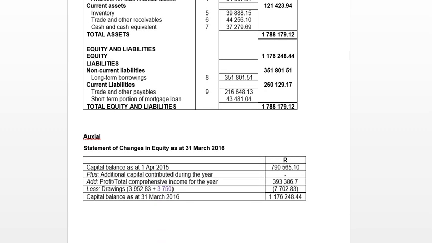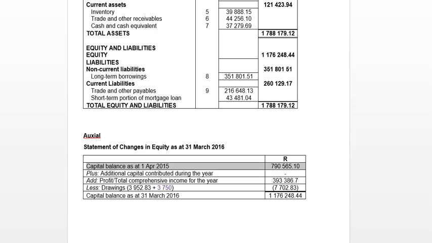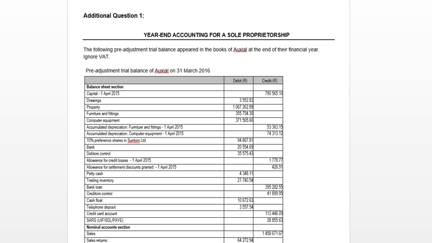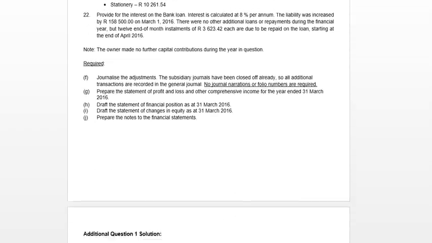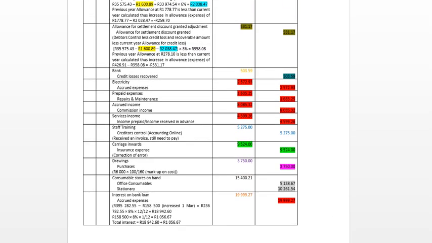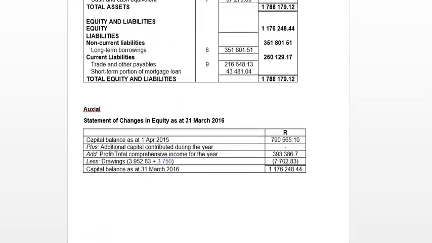Let's start with our equity. So we take our capital as per the beginning of the year. Where do we get that? That's just our balance of 790,565 and 10 cents. Our drawings for the year was 3,952 Rand and 83 cents. But our drawings also increased by the owner taking this 3,750 Rand worth of drawings for personal use.